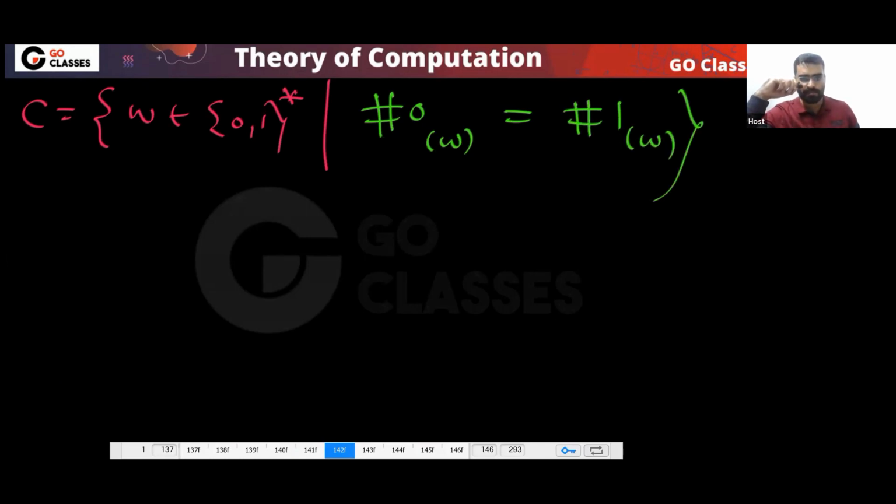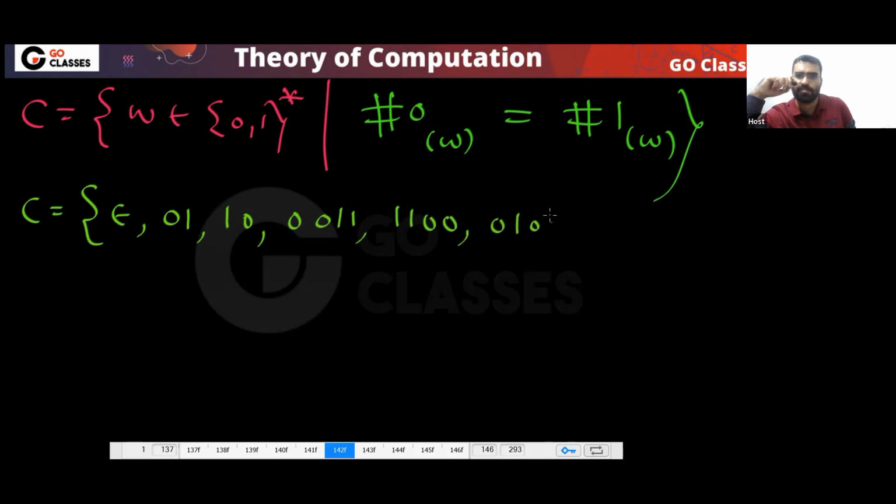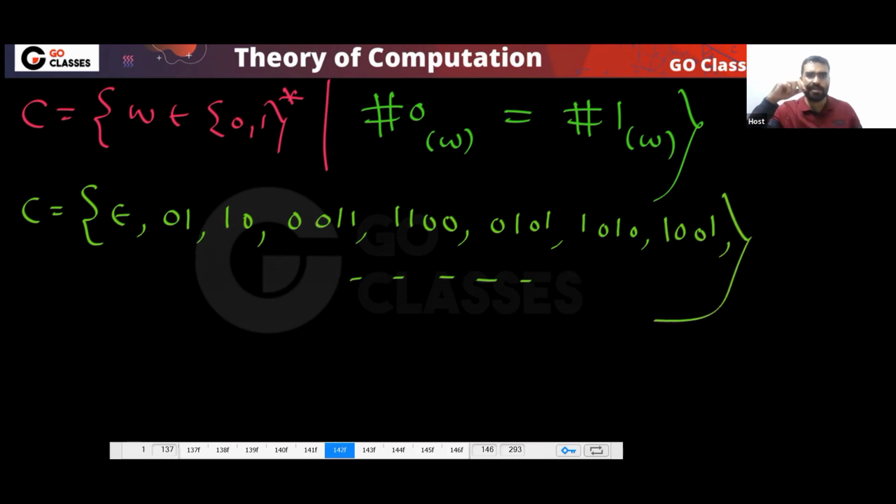Okay, first of all, you understand this language. This language is basically: the number of 0s must be the same as the number of 1s. So this type of strings you have in this language. Now, in this language, can you give me an infinite number of such strings, where the number of 0s in this W must be equal to the number of 1s?